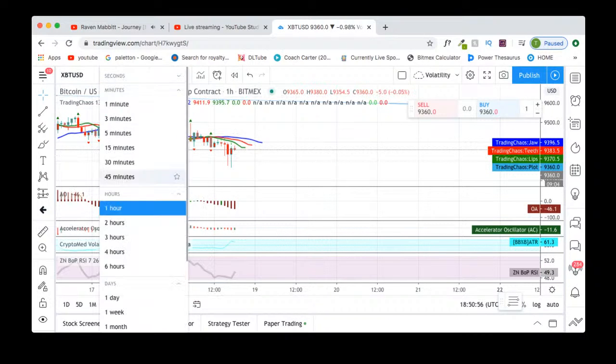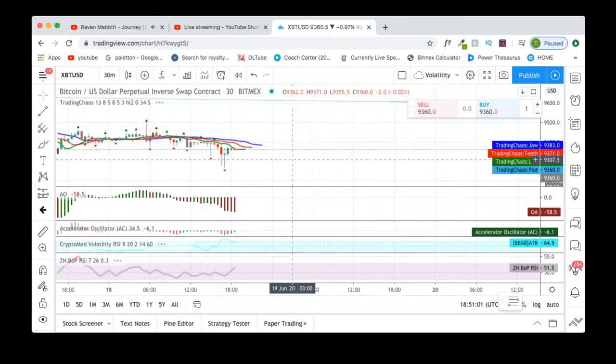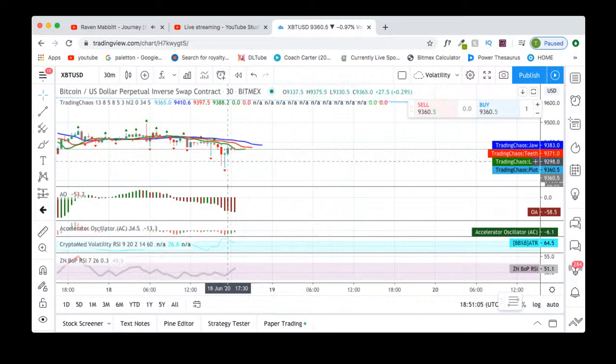Let's check the 30 minute. So right now it hit the bottom. There's a fractal here down. Still going down on the AO right here. But it looks like it's going up on the accelerator oscillator. And this is a lot more reflective of the current situation. This is a little bit behind the accelerator oscillator. This one reacts faster than this one, the AO.